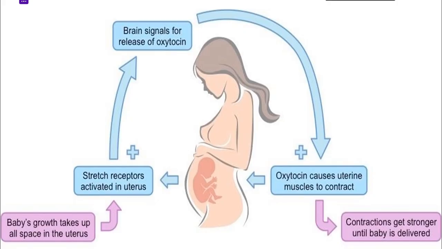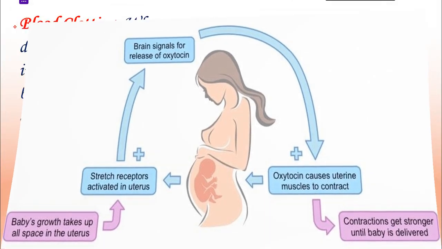Look at this diagram. We say baby growth takes up all space in the uterus, and the stretch receptors are activated in the uterus to cause the contractions. Now the brain signals for release of another hormone called oxytocin, and the oxytocin causes further contraction until the baby is born. That is a positive feedback mechanism.